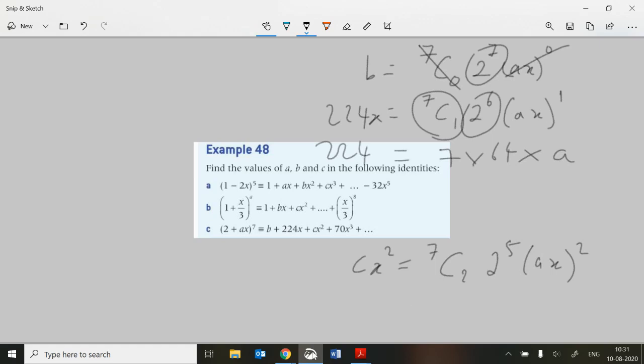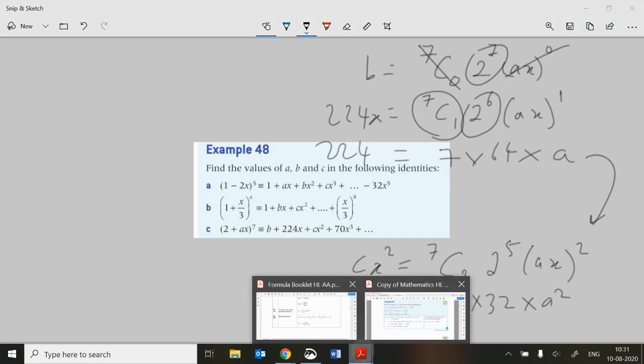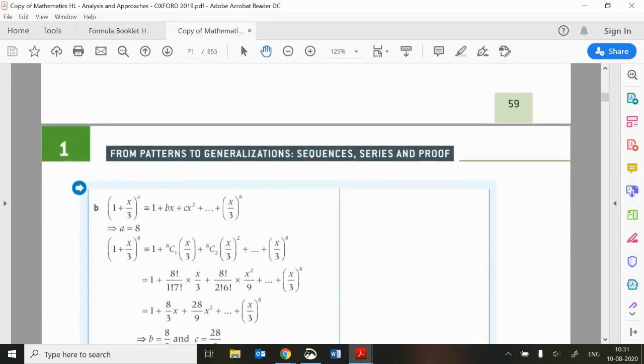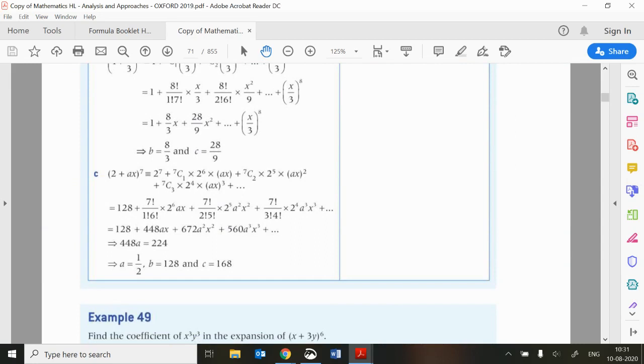And then for the last one, 7 choose 2. I've forgotten what that is now. 21, I think. 21 times 32 times a squared times x squared, but let's cancel the x squared off both sides because it's not 0. We're allowed to do that, and that's equal to your C as well. Now you'll obviously need to put your a from there into this one. Sorry if I don't do the actual calculations, but we can check the book. So you should get answers of a is equal to 1/2, b is equal to 108, and c is equal to 168 there.